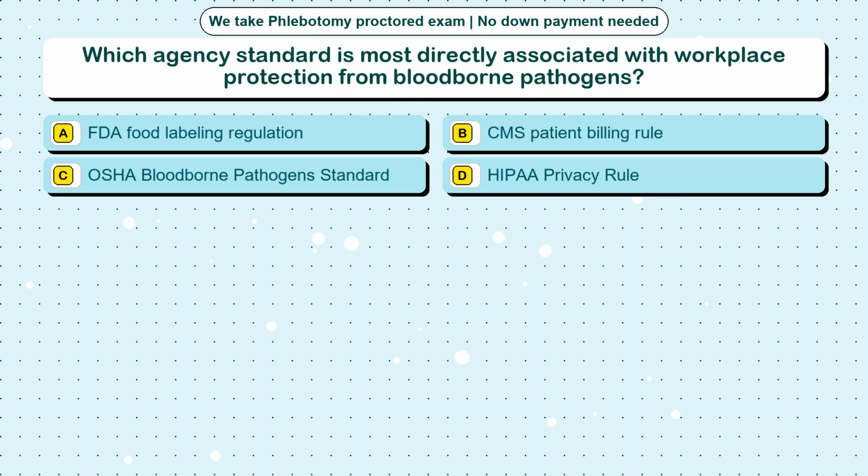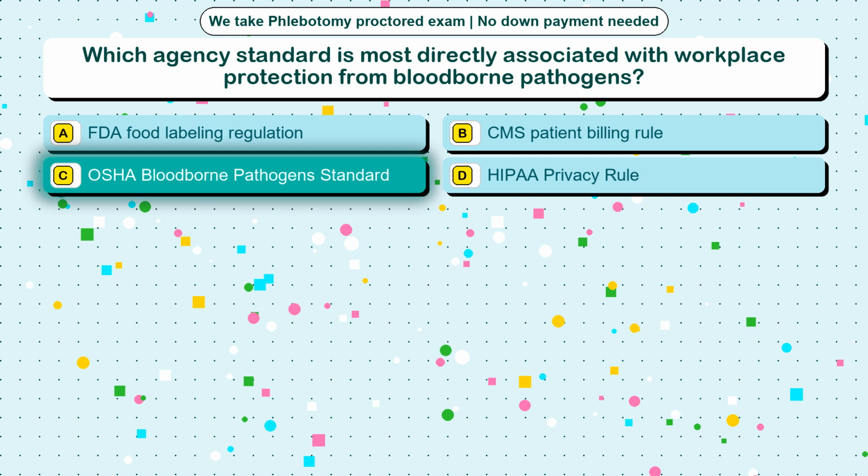Question 80. Which agency standard is most directly associated with workplace protection from bloodborne pathogens? Option A, FDA Food Labeling Regulation. Option B, CMS Patient Billing Rule. Option C, OSHA Bloodborne Pathogens Standard. Option D, HIPAA Privacy Rule. The correct answer is option C, OSHA Bloodborne Pathogens Standard.